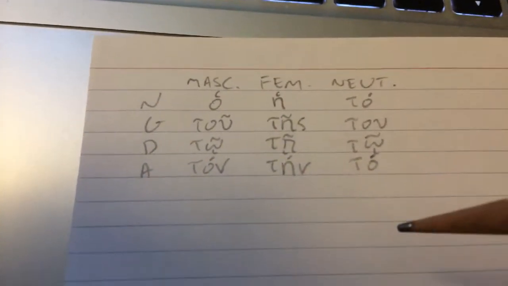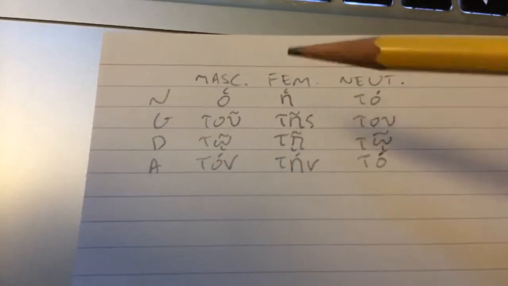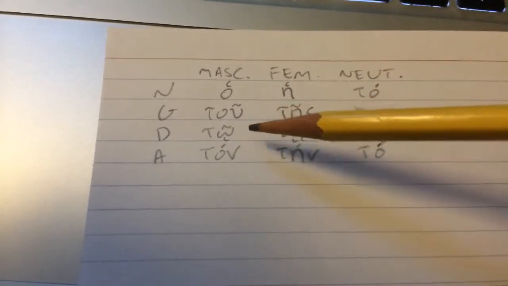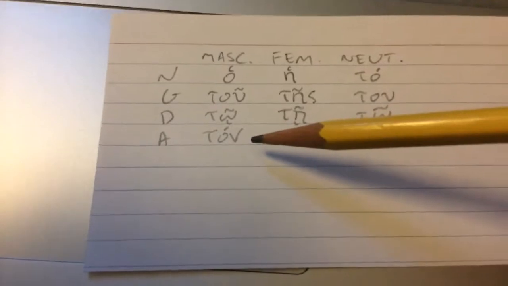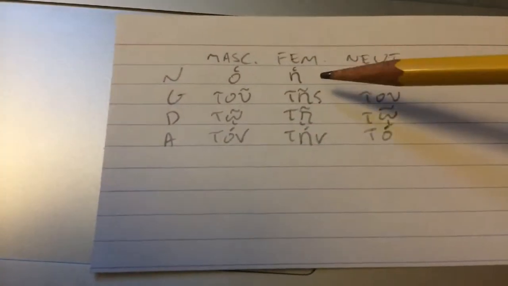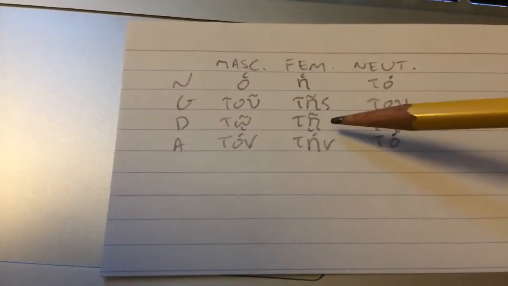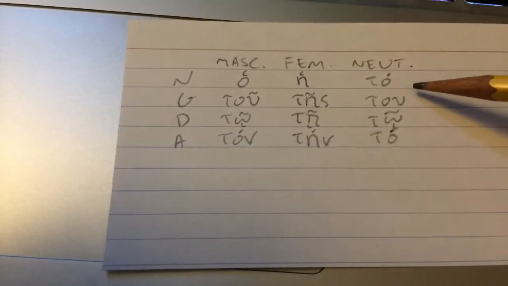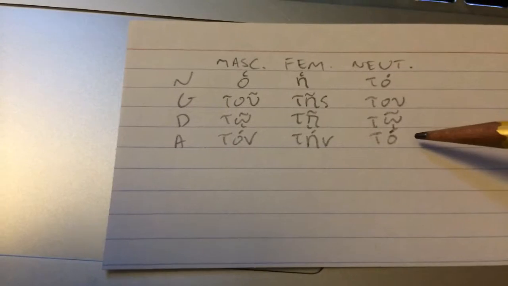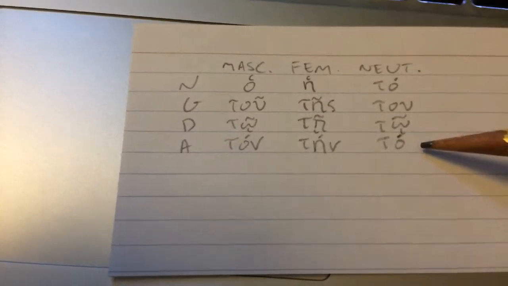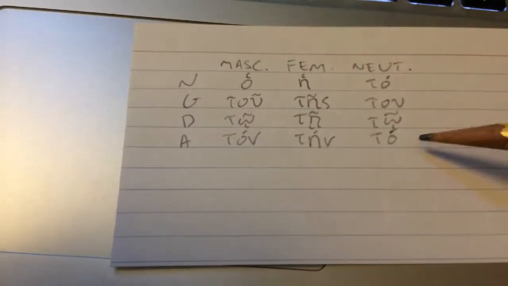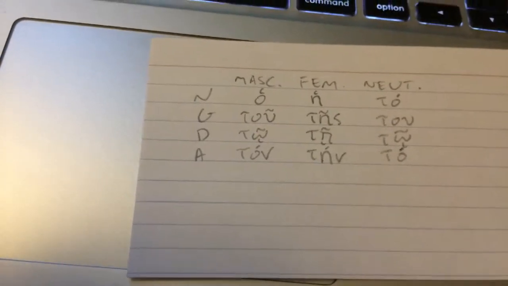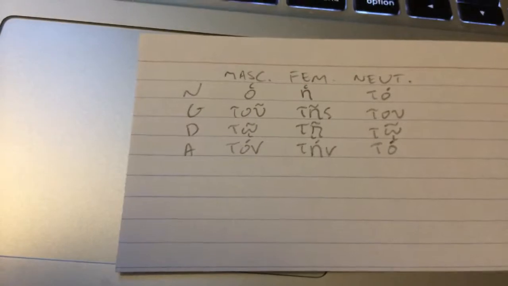So this is singular, the for singular words. For masculine, we see ha, u, tu, to, ton. For feminine, we see he, tes, te, ten. And for neuter, we see ta, tu, to, ta. Again, the reason why we shouldn't necessarily be intimidated by this is because the endings are very similar to the nouns themselves.